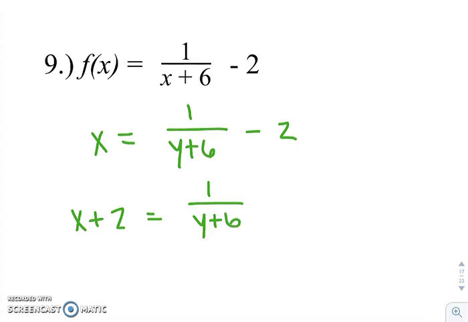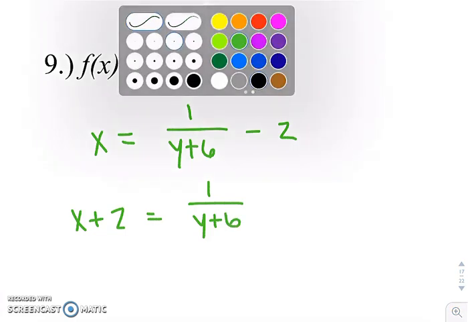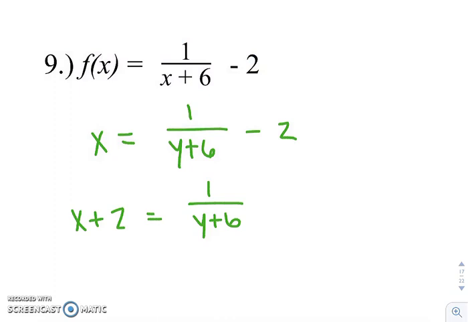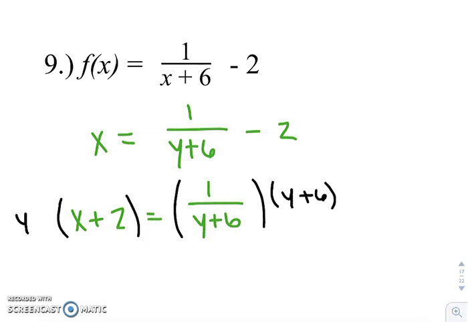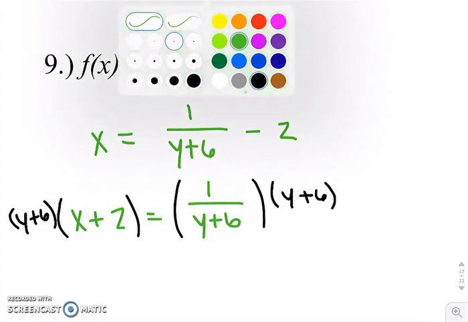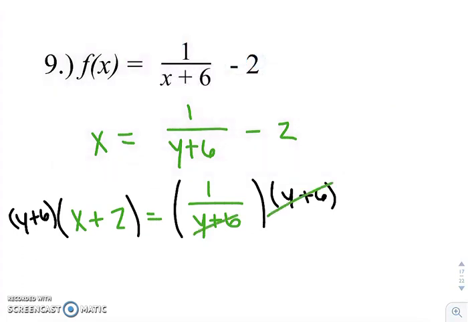Okay, so we're still going to multiply by the denominator to get rid of this fraction, but the whole denominator has more than one term in it. So we're just going to multiply both sides by y plus 6. And on the right-hand side then, that will leave you with just 1, because these guys will cancel.